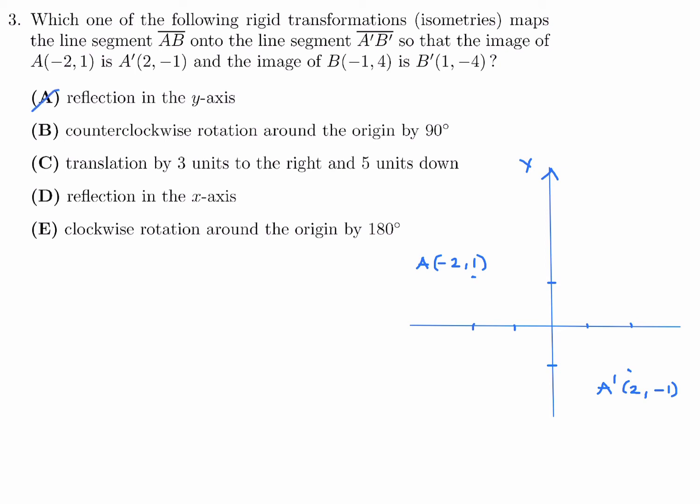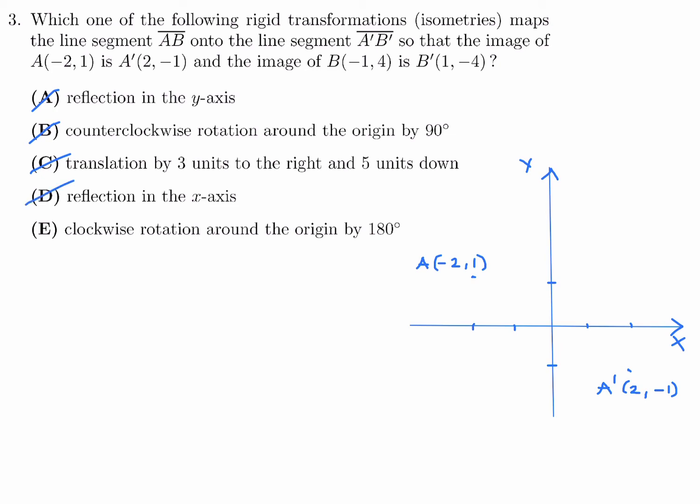Counterclockwise rotation around the origin by 90 degrees. If we only went 90 degrees, it would be about here somewhere. Again, it would be in the first quadrant, so it's not B. Translation 3 units to the right and then 5 down. 3 to the right would bring it to actually 1, and this has 2 as the x-coordinate, so that's wrong. Reflection in the x-axis, well, here's the x-axis, and that would bring it down to here. So that's obviously not right.